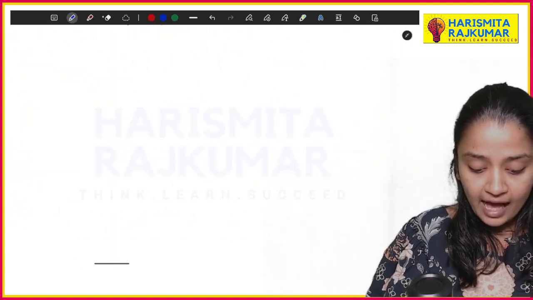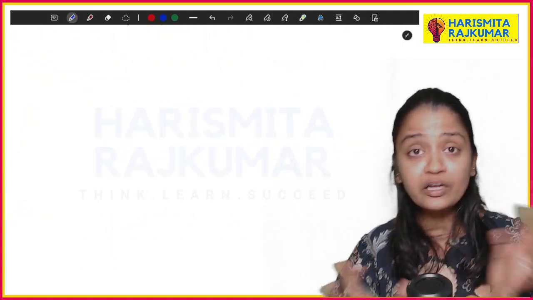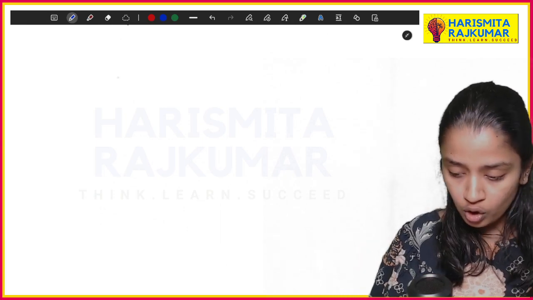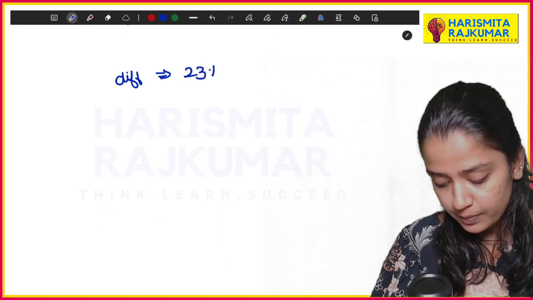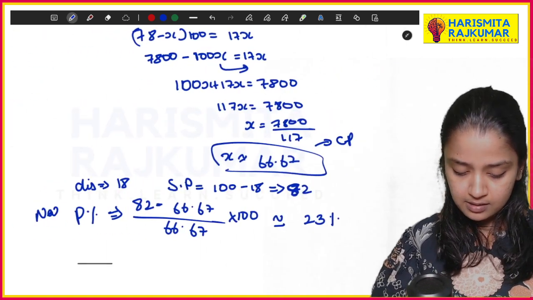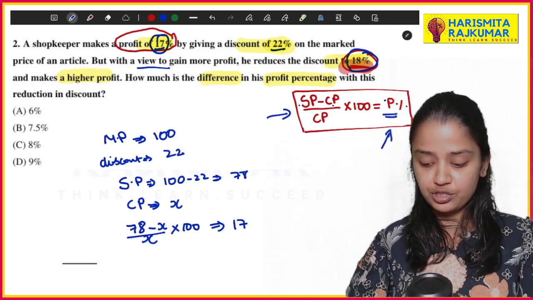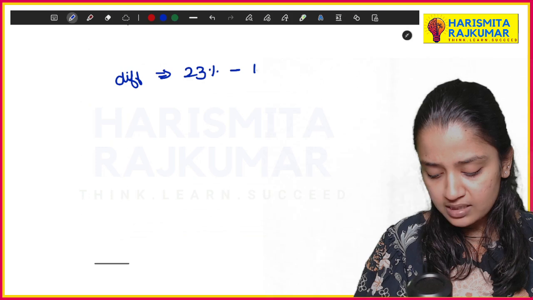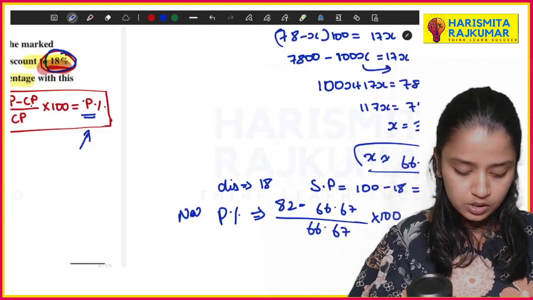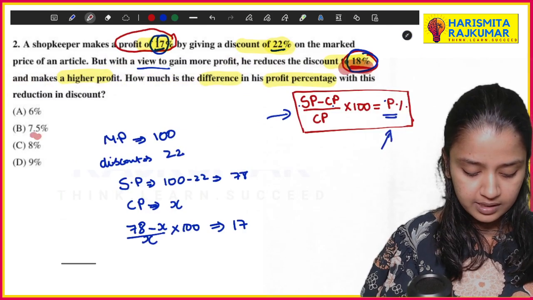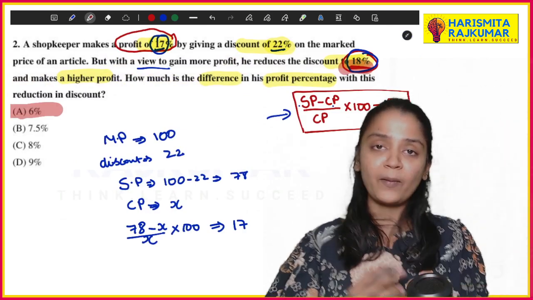Now what is the question? I have to find the difference in the profit. The new profit is 23% and the old profit is 17%. What is the difference? I'll get approximately 6%. So my answer for this is 6.